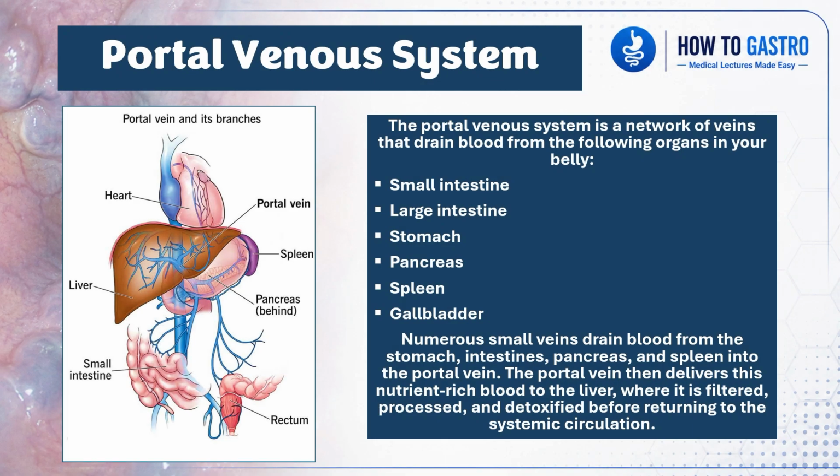The portal venous system is a network of veins that drain blood from the following organs in your belly: the small intestine, the large intestine, the stomach, the pancreas, the spleen, and the gallbladder. All these organs feed into the portal vein, which feeds into the liver. Numerous small veins drain blood from the stomach, intestines, pancreas, and spleen into the portal vein, and the portal vein then delivers this nutrient-rich blood to the liver, where it is filtered, processed, and detoxified before returning to the systemic circulation.